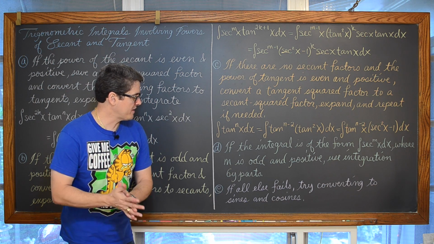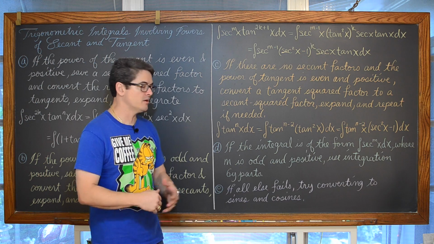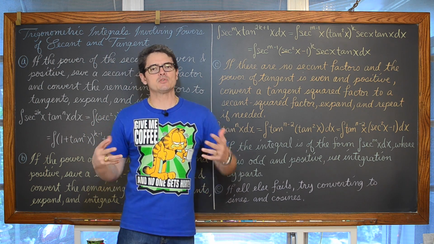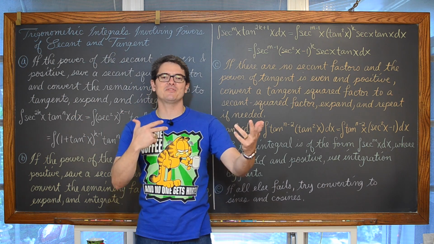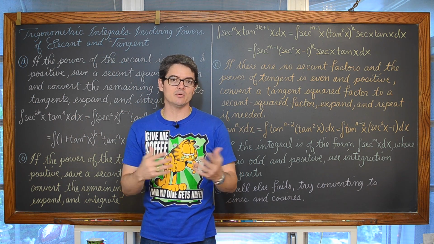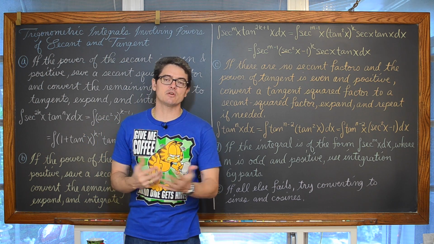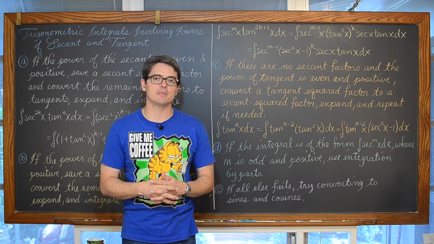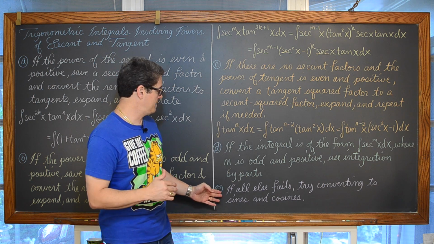And then if all else fails, try converting your integrand into sine and cosine, kind of like when you were doing trig proofs and all else failed to try and get the two sides of the identity to match. You would go into sort of the parent functions for the trig functions, which is sine and cosine, and see what could happen there. We're not going to do any examples like this of our 5 examples. We're not going to need to do this last step.